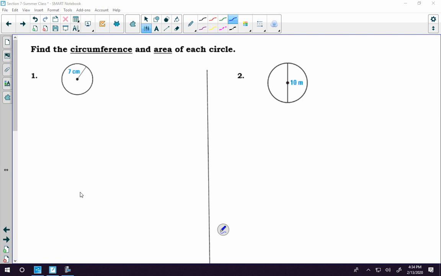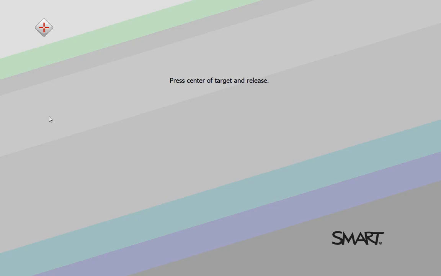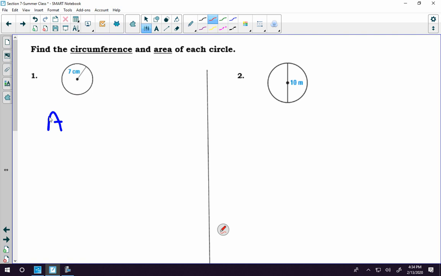And so if we take a look at number one, it says find the circumference and the area of each circle. So number one, let me reorient the board real quick, please, so it looks nice for us. Okay, so on number one, the area formula to find the space inside of a circle is going to be pi times the radius squared.